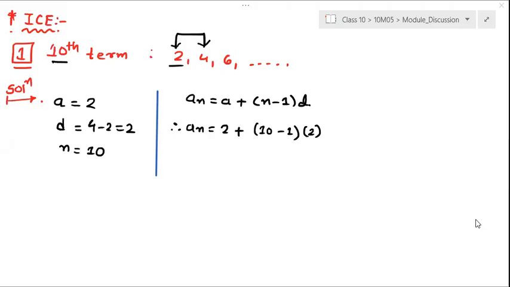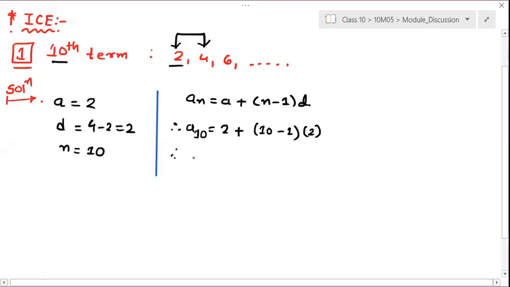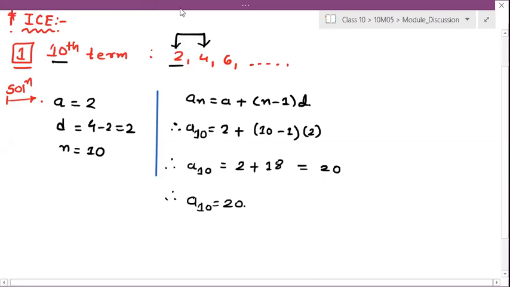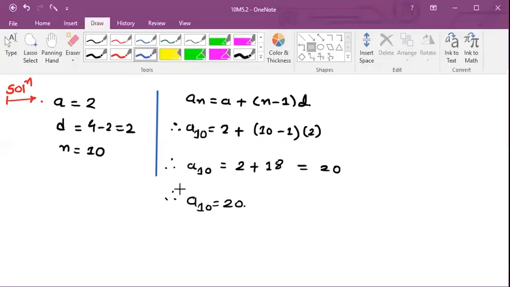Okay, so welcome back everyone. So let us put all these values, right? So here also instead of n it should be 10. So therefore a10 is equal to 2 plus 10 minus 1 is 9. 9 into 2 is 18, or not? And 18 plus 2 is 20. Right? So a10 is 20. Right? Isn't it an easy question?